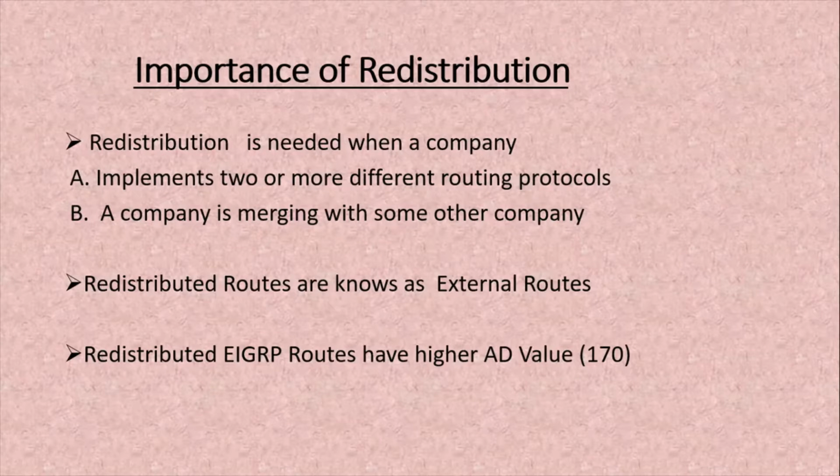What is the importance of redistribution? Redistribution is needed when a company is implementing two or more different routing protocols, or it is shifting to some other routing protocol, or a company is merging with some other company. Redistributed routes are known as external routes. Redistributed EIGRP routes have a higher AD value. In case of EIGRP, the internal EIGRP routes have an AD value of 90 and the external redistributed routes have an AD value of 170.